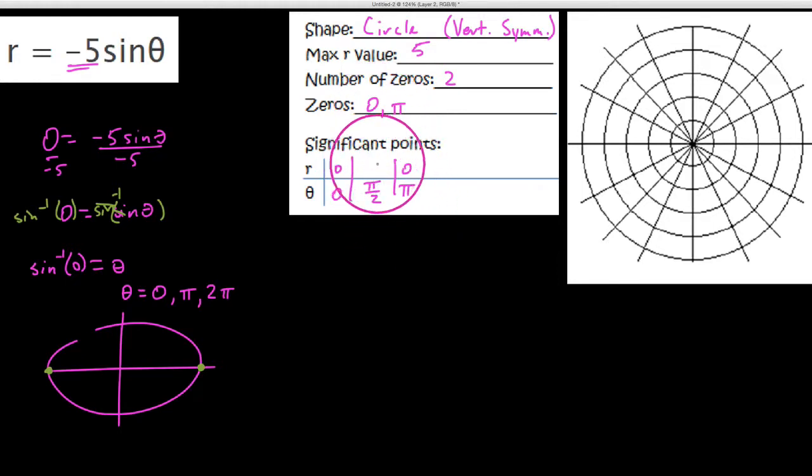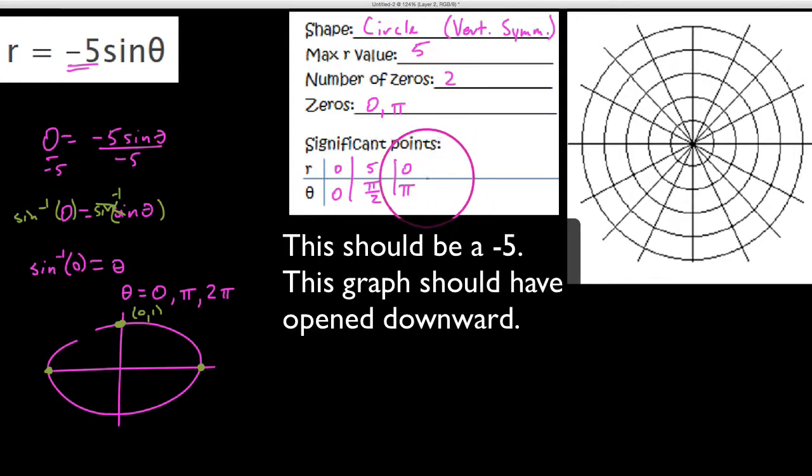Looking at this, plugging in pi halves, what is the sine at pi halves? The sine at pi halves is 1. We get a sine value of 1, so we would get 5 times 1. Well, this is going to be our 5 here. So we notice that's our key point.